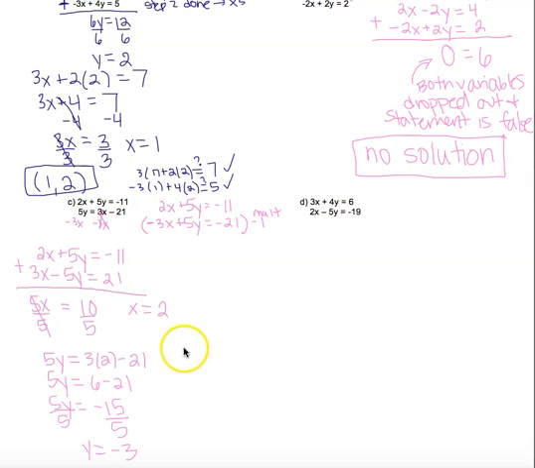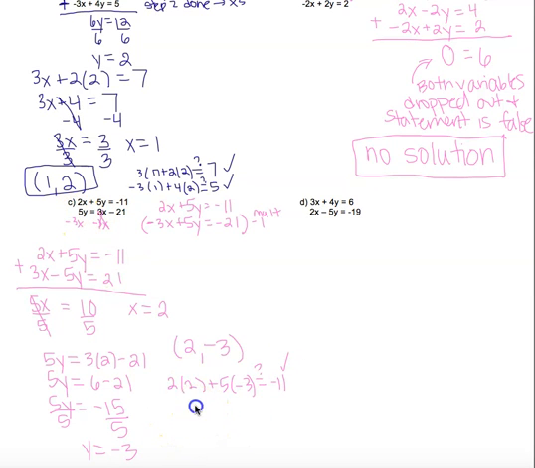Last step, write it as an ordered pair. So take these two solutions, write them x, comma, y, and then check it in both originals. So 2 times 2 plus 5 times negative 3. We're checking to see if that is negative 11. So 4 minus 15. 4 minus 15 is negative 11, so that works.